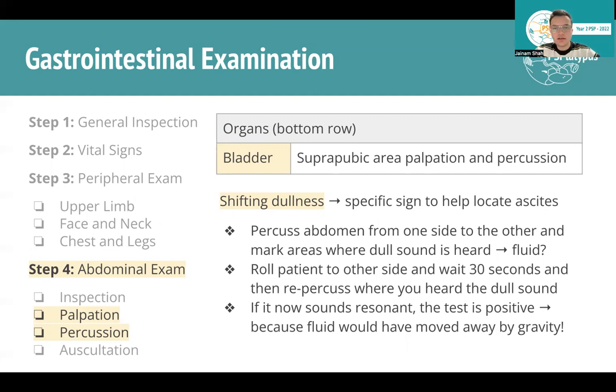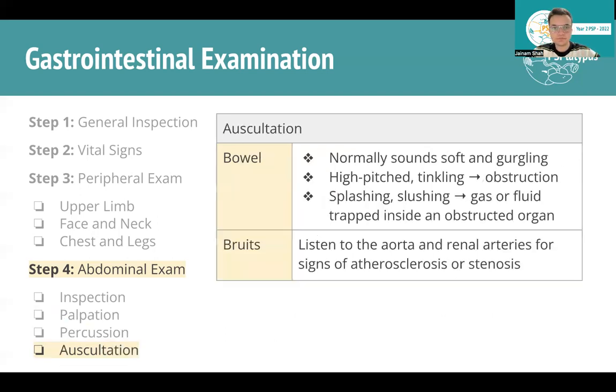And if you now hear a different sound, so instead of being dull, it's now resonant, that means the fluid has all moved to the other side. That's a positive sign, which indicates there's fluid. So for a positive shifting dullness, you've marked the area, originally it's dull because of fluid, then you move the patient, and now it's resonant because the fluid has escaped because of gravity. Okay, hope that makes sense.